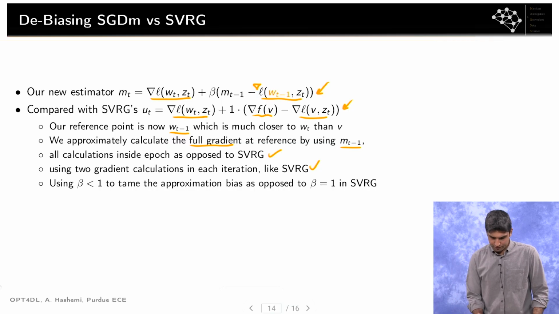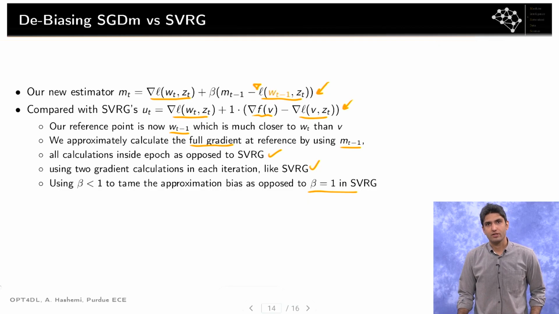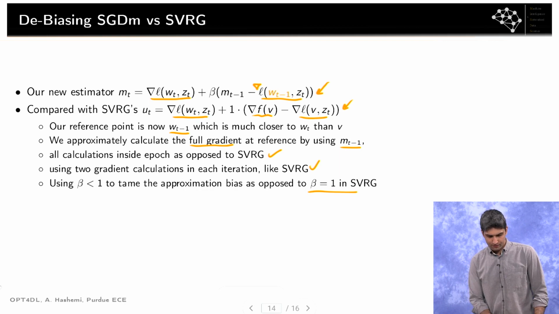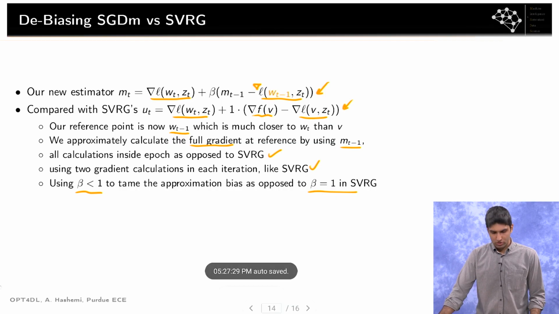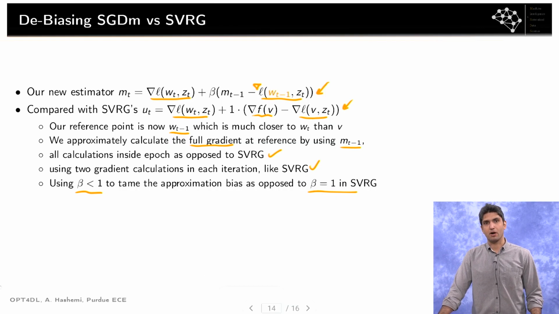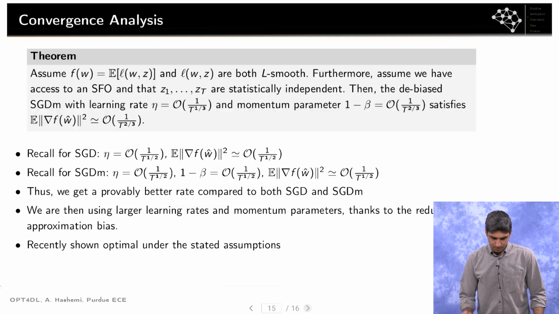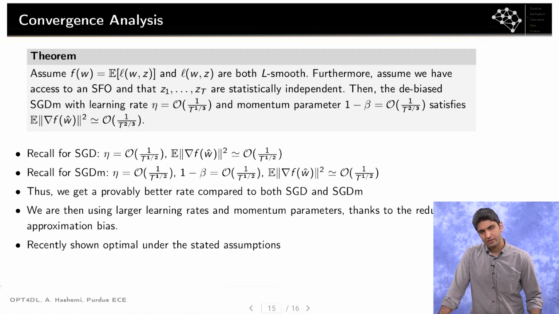Finally, in SVRG, we used beta, which was equal to 1 exactly. In this case, given the approximation we are doing and using an approximate control variate as opposed to a precise control variate, we actually have to use a beta which is strictly less than 1 to make sure we are taming the approximation bias and ensuring that the algorithm does converge. All right, so it's a good segue to talk about the theoretical guarantees for this method.